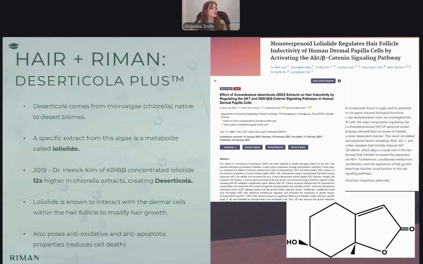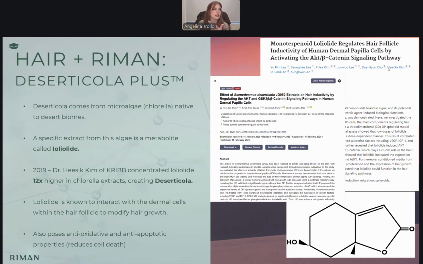Now, lololide is known to interact with the dermal cells within the hair follicle to modify hair growth, but it also has anti-apoptotic and antioxidative properties. Anti-apoptotic means essentially it helps reduce or prevent cell death, which is apoptosis. And of course, antioxidant is so crucial because oxidative damage, the way I outlined it for your facial skin, can also happen for both your scalp and even your hair strands as well.